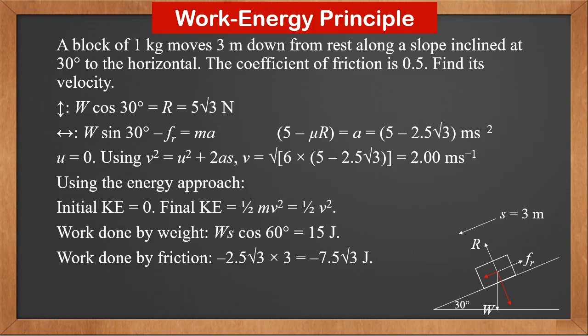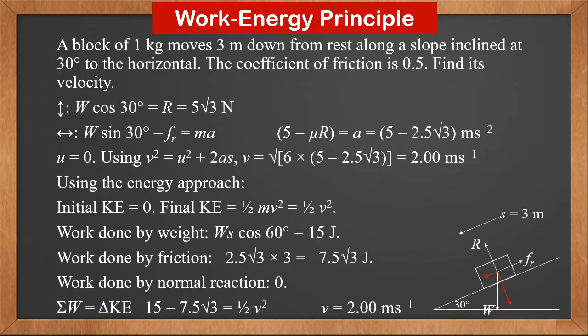Friction and displacement are in opposite directions. So work done by friction is minus 2.5√3 times 3, which is minus 7.5√3 joule. Normal reaction is perpendicular to displacement. So work done by normal reaction is 0. Work done is change in KE. So 15 minus 7.5√3 is half v squared. And we get the same result.